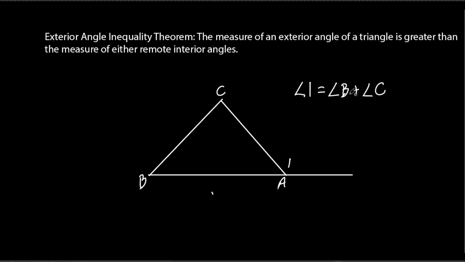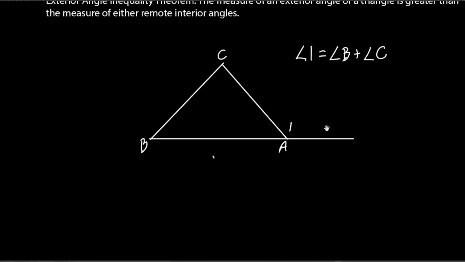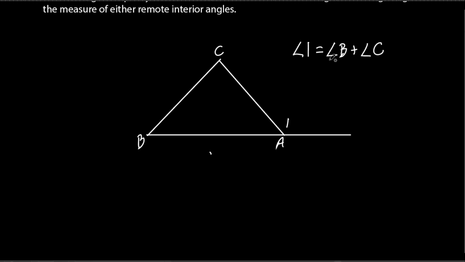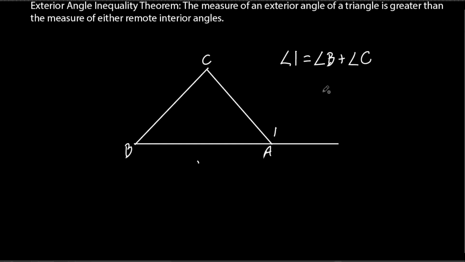Would you agree? Now, this kind of looks like what we just talked about right here, doesn't it? If A equals B plus C, do you see that? So according to that comparison property, what must be true about angle 1 compared to angle B, or angle 1 compared to angle C? Angle 1 has got to be greater than angle B, and angle 1 must be greater than angle C. Right? Would you agree with that, according to that property that we just finished doing?